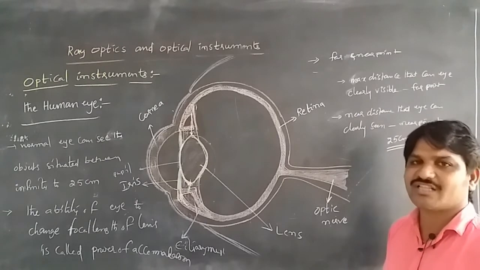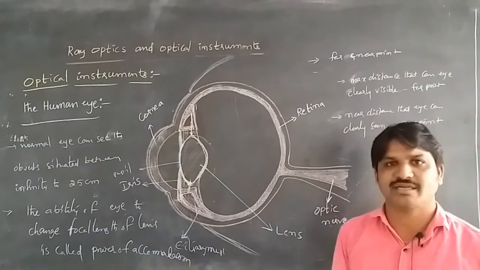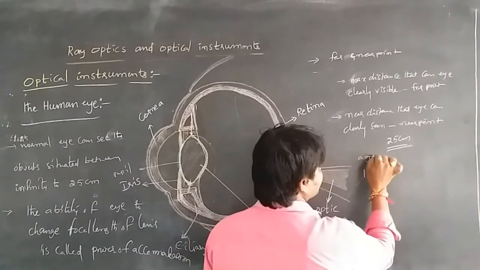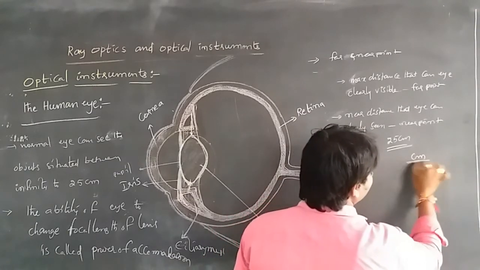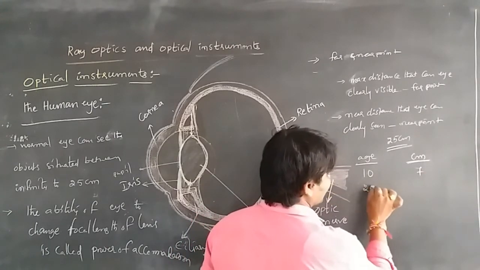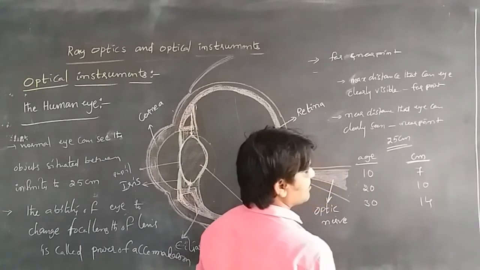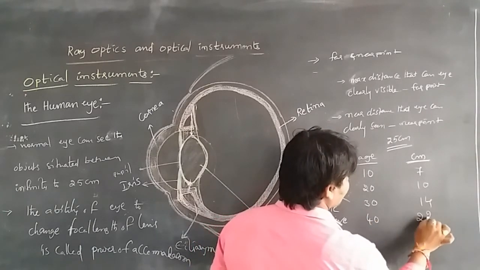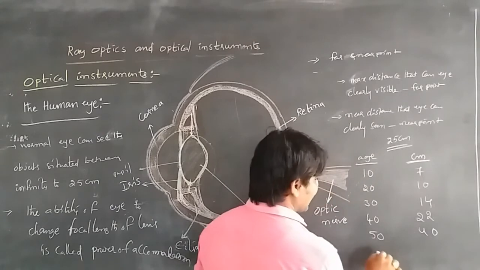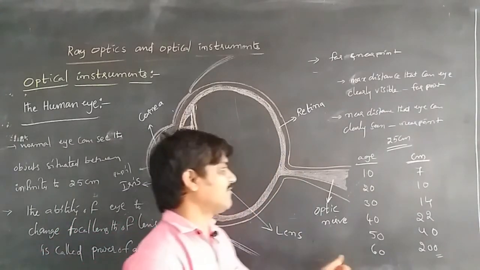The near point also changes with age. At the age of 10, the near point is 7 centimeters; at 20, 10 centimeters; at 30, 14 centimeters; at 40, 22 centimeters; at 50, 40 centimeters; and at 60, 200 centimeters.